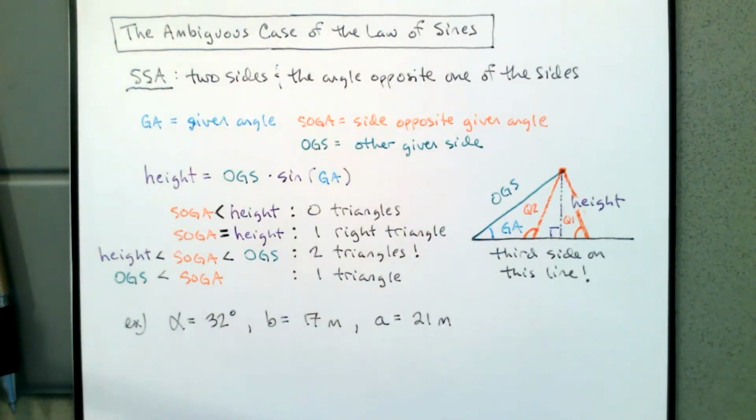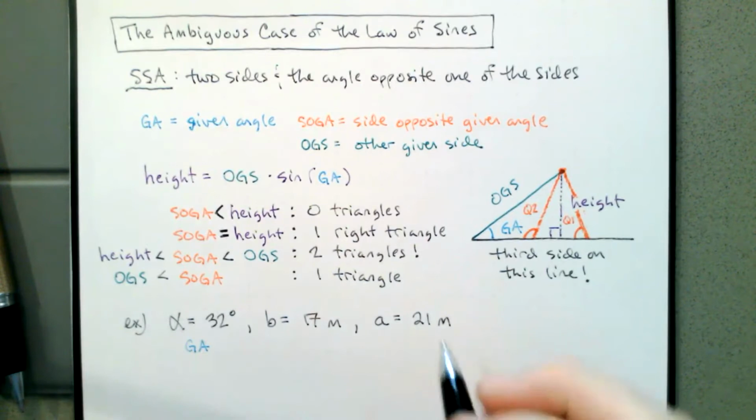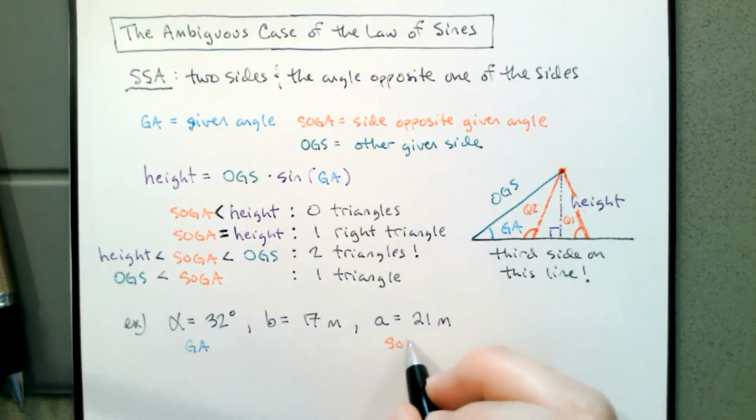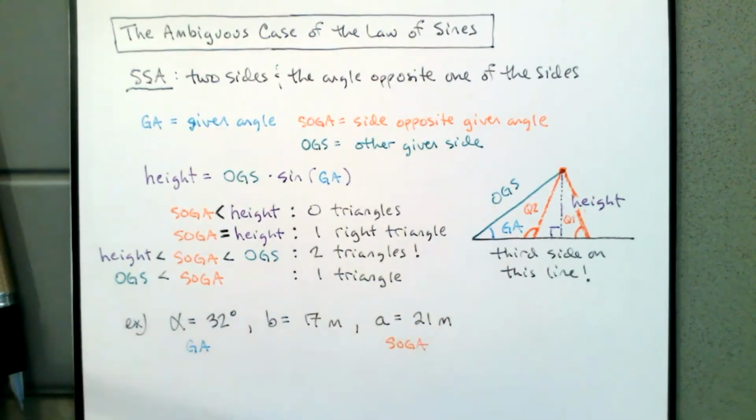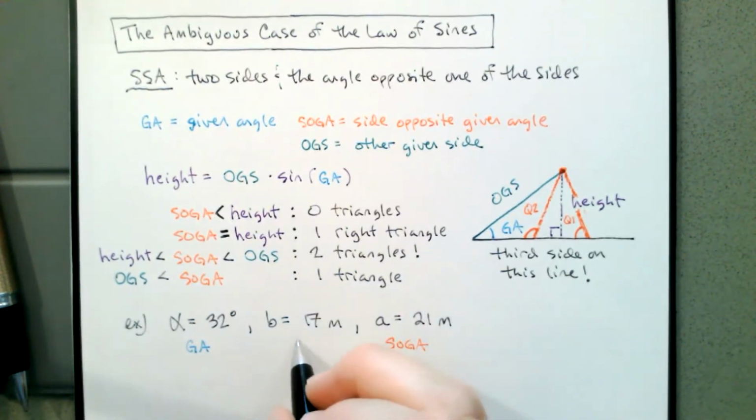We've got to identify our parts. The given angle is 32 degrees. The side opposite the given angle is 21 meters. And the other given side is the 17 meters.